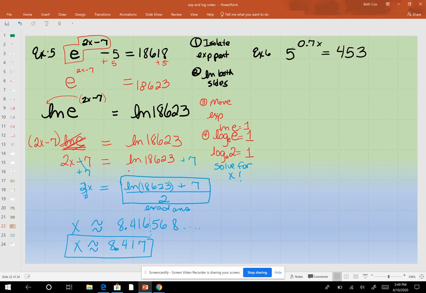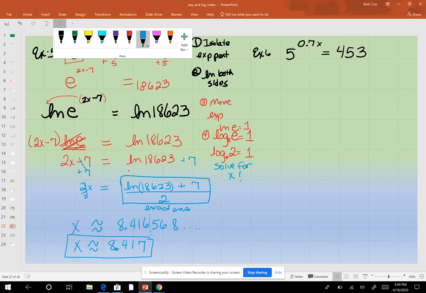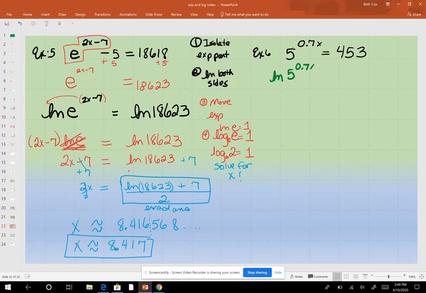Okay, let's do this next one. This next one, we have 5 has an exponent on it, is already isolated. So now I'm going to go ahead and move into step 2, which is to natural log both sides. So I'm going to natural log that side, and I'm going to natural log that side. All right, and then I get to take my exponent and move it in front. So then I have 0.7x times natural log 5 is equal to natural log 453. And I have to solve for x.